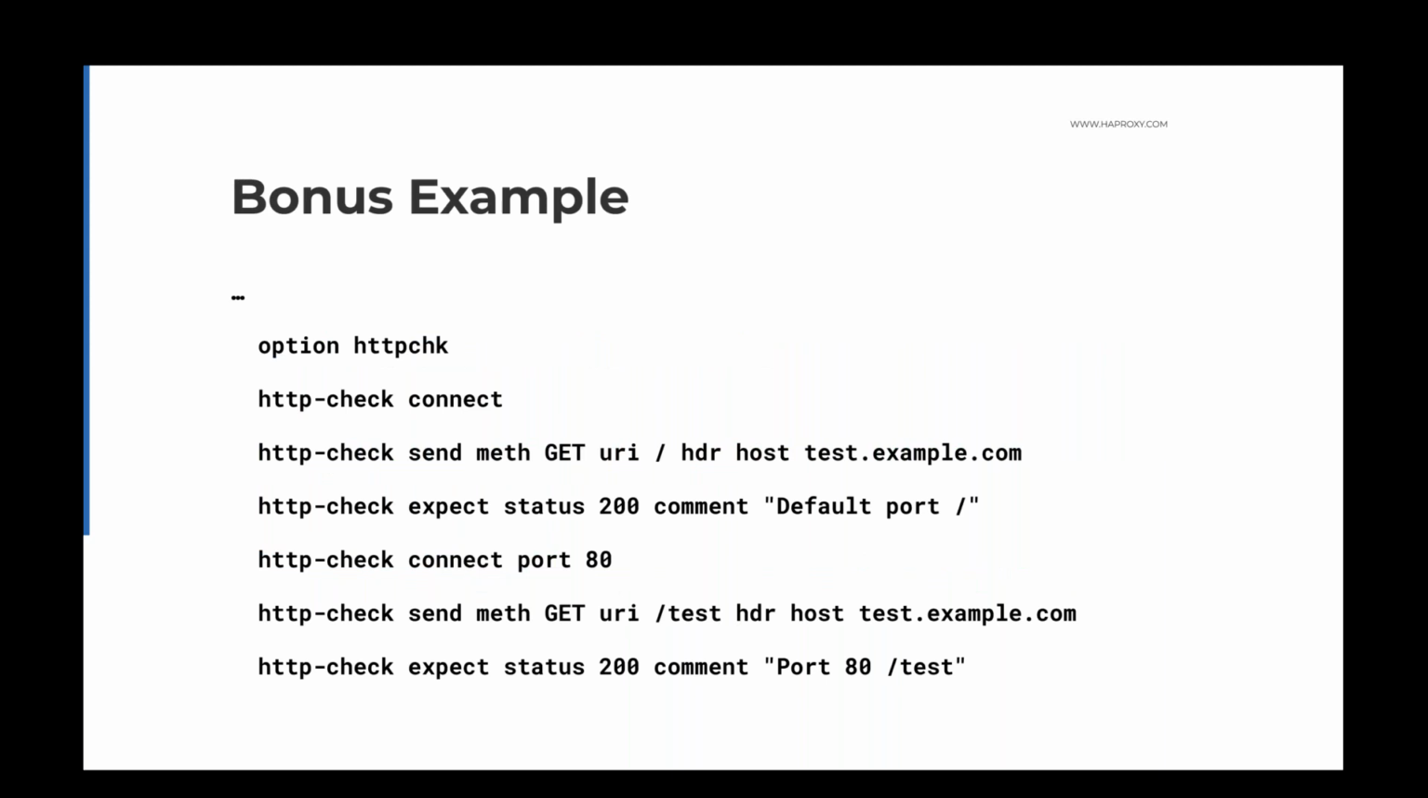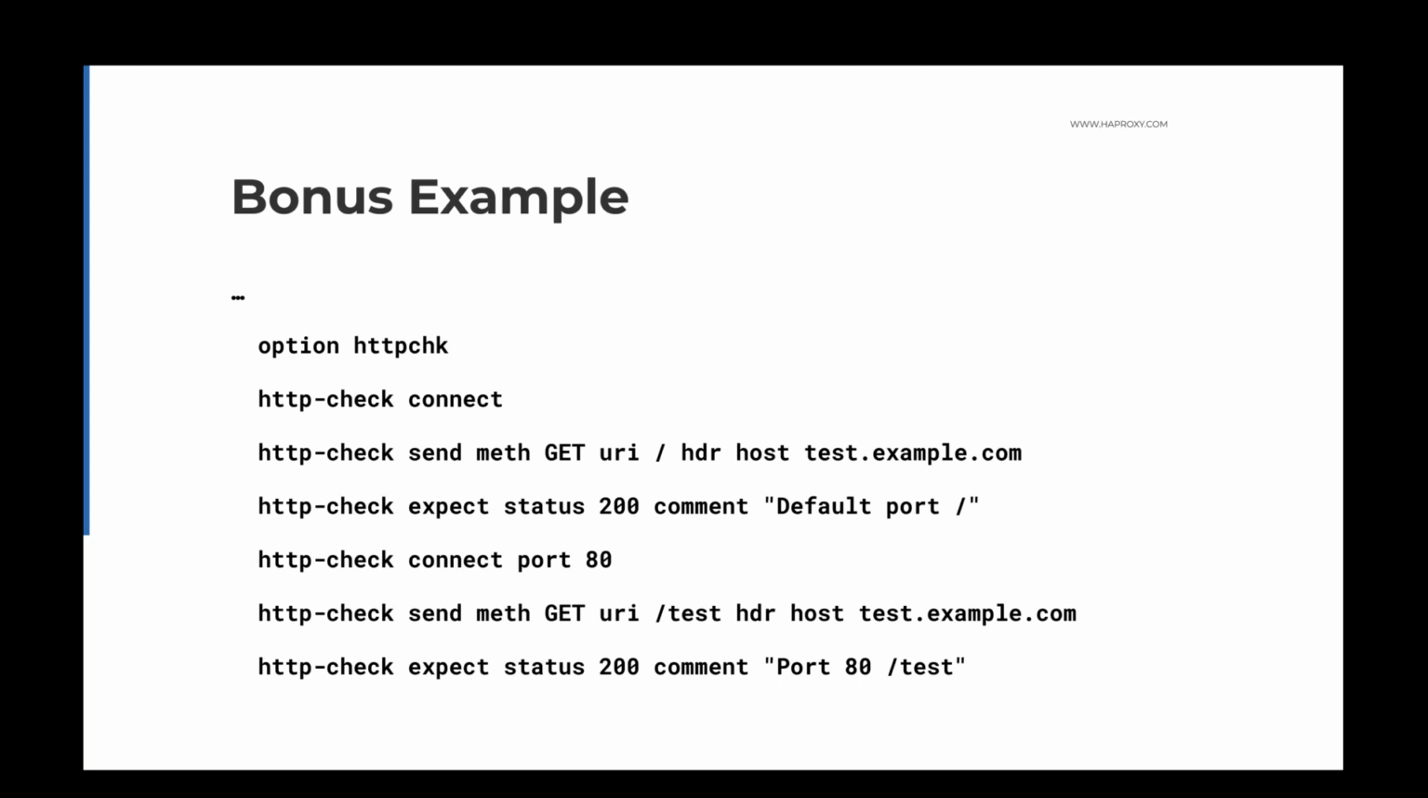You can check as many URLs as you want, and they can be on different ports. So for this example, we have one check against the default port for /, and then a second one on port 80, which this setup might be useful if you are connecting to both 443 for SSL and port 80 for non-SSL. There's also SSL keywords for the connect line as well if you want to manually specify whether it's going to negotiate SSL.